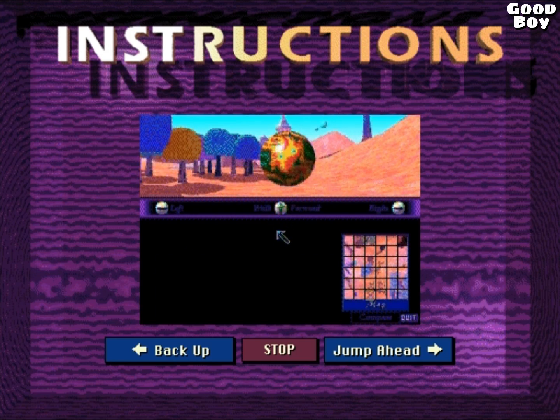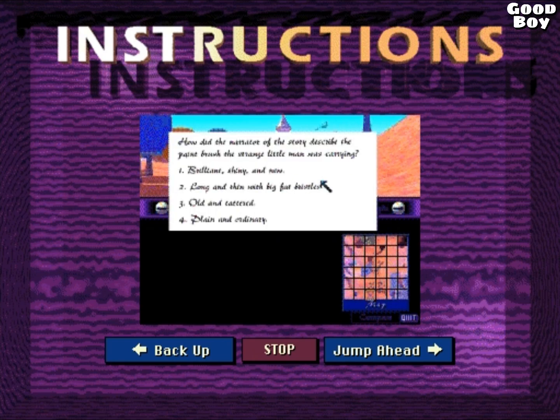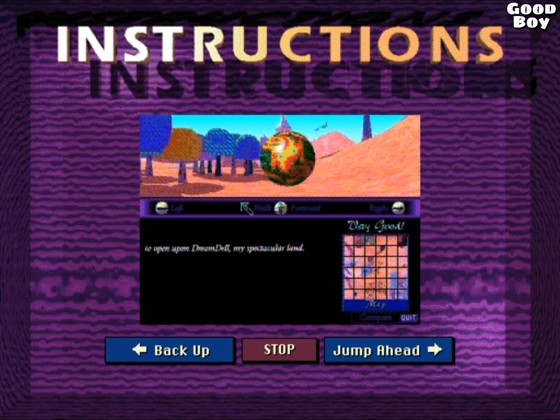Here's a question. Pick the right answer, and you get a cool surprise. Use this button here when you want to quit.